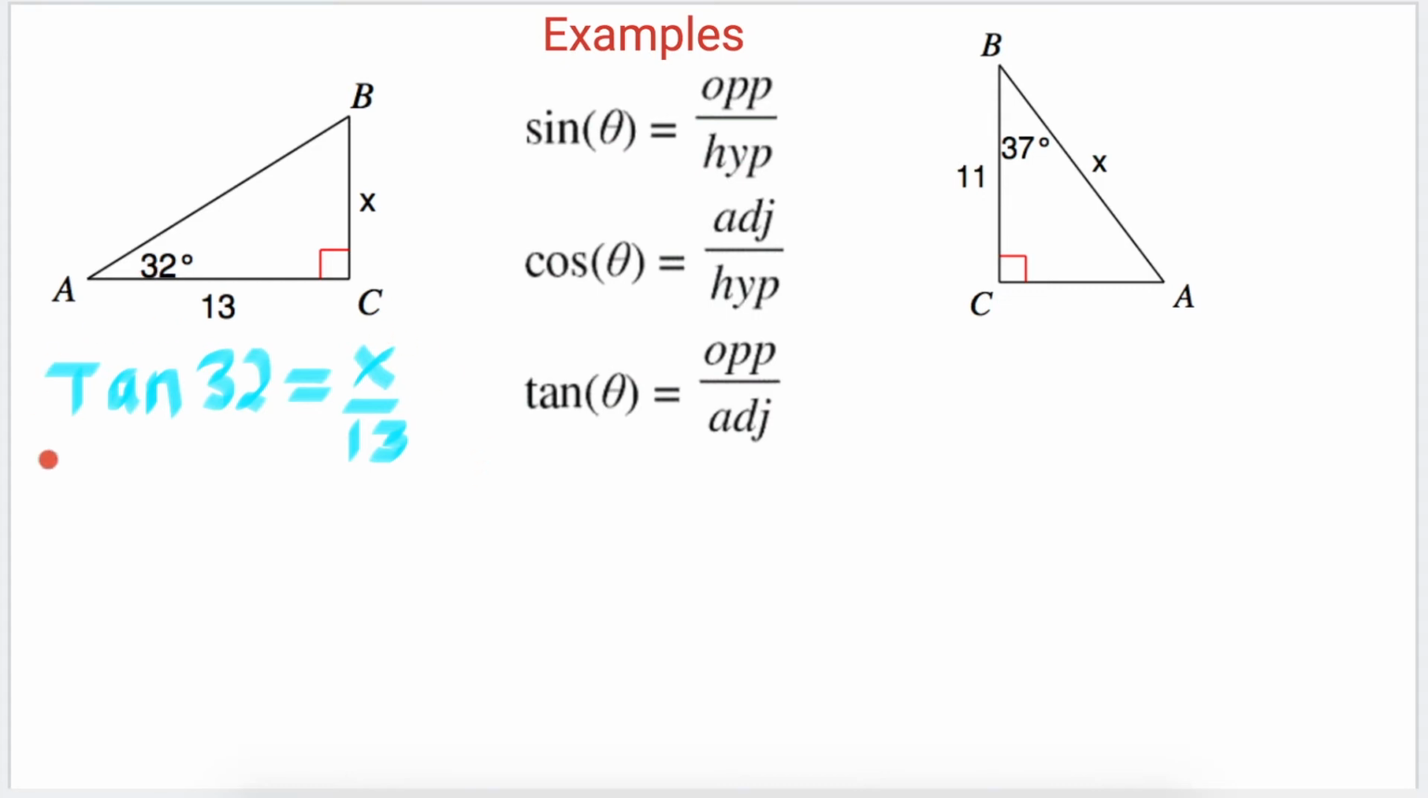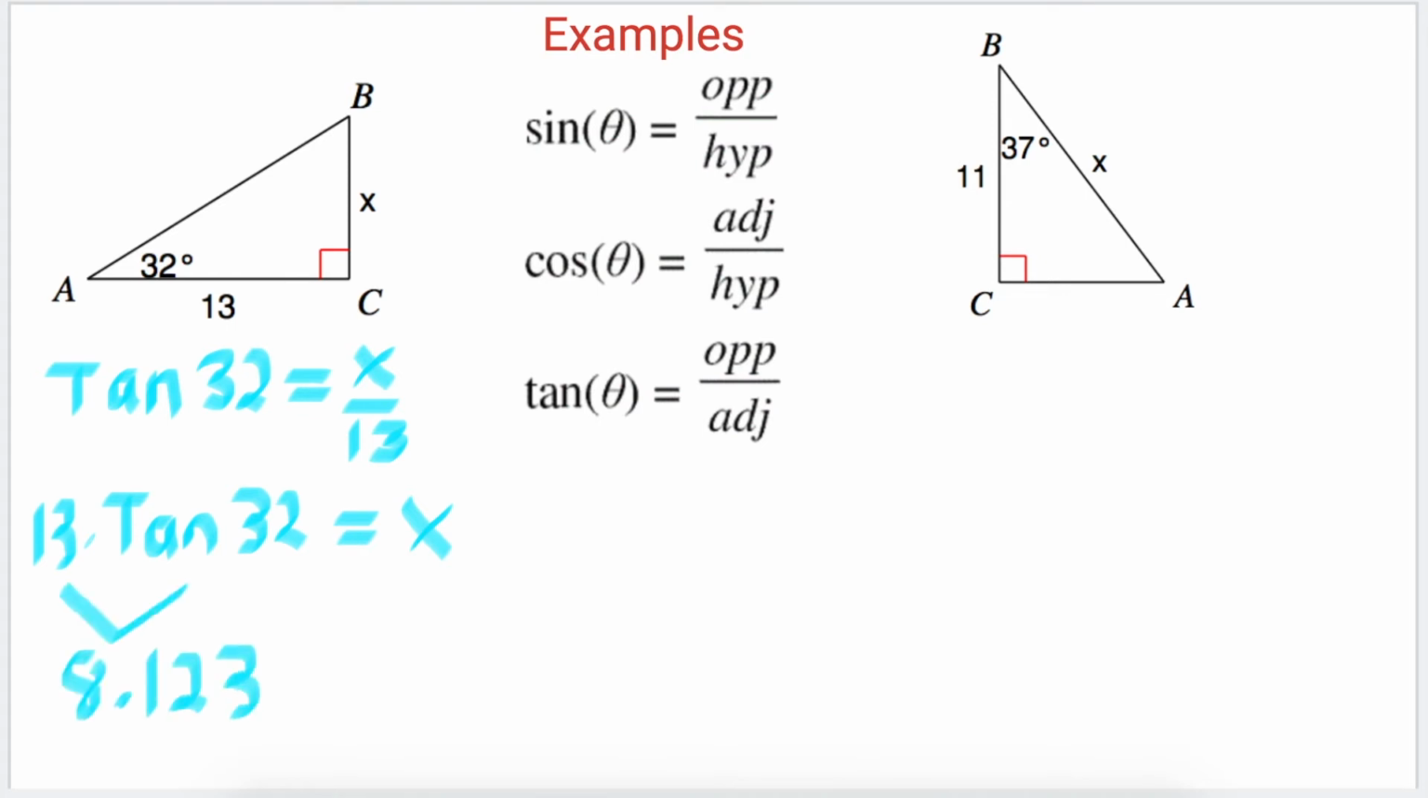Now, if I want to solve this equation, I need to get x alone. You get x alone by multiplying both sides by 13. So when you multiply both sides by 13, you're going to get 13 times tangent of 32 is equal to x. So the final step is to use our calculator, multiply 13 times tangent of 32, and we get 8.123, and that is equal to x.